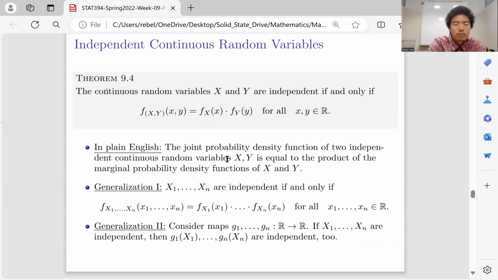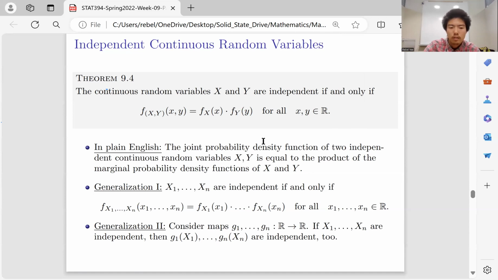The next main topic is regarding independent continuous random variables. The continuous random variables X and Y are independent if and only if their joint distribution is equal to the product of their marginal distributions for all x and y in the real numbers.